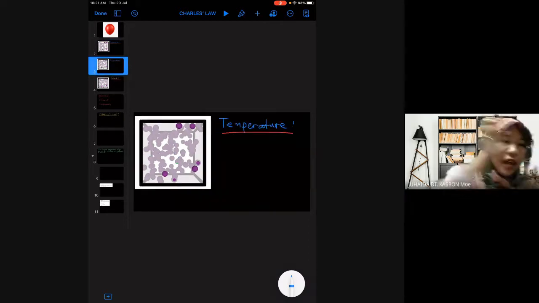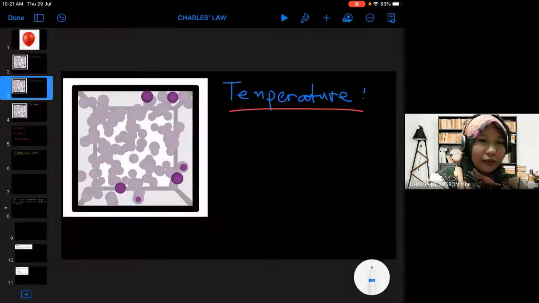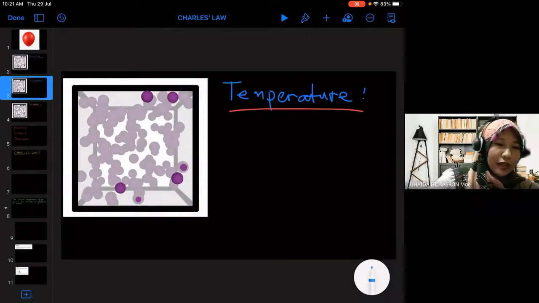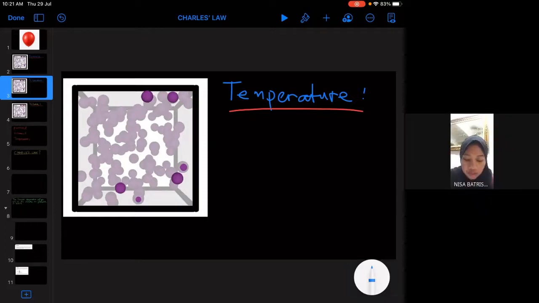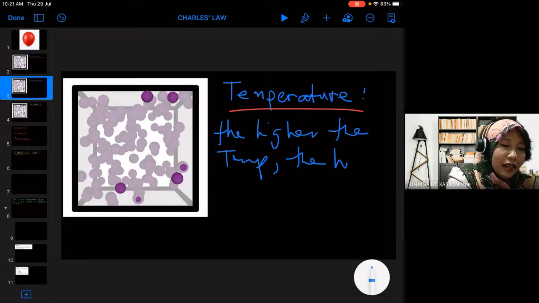Okay, the next one, temperature. Nisa, can you describe the temperature? The higher the temperature, the higher the kinetic energy. Okay, very good.